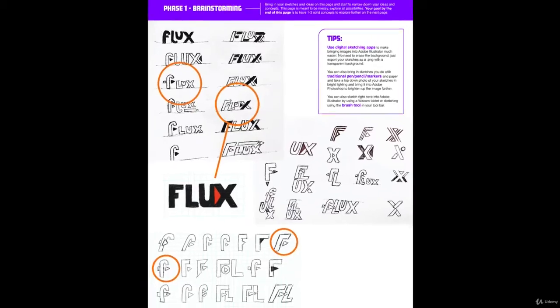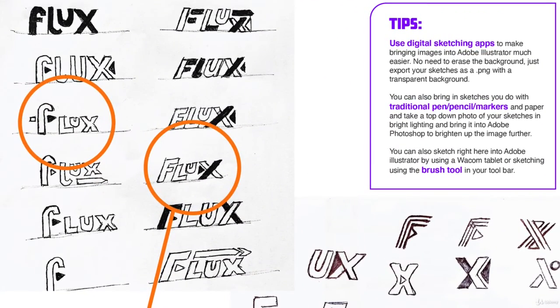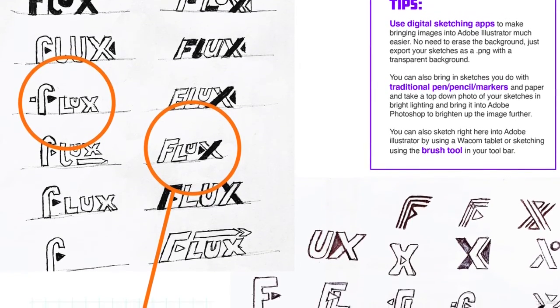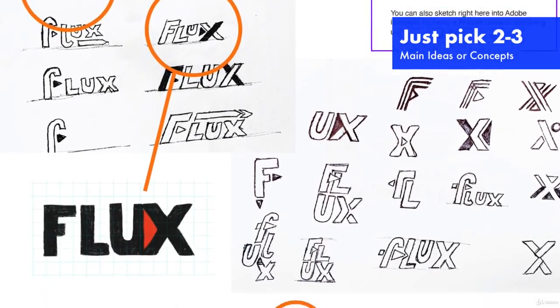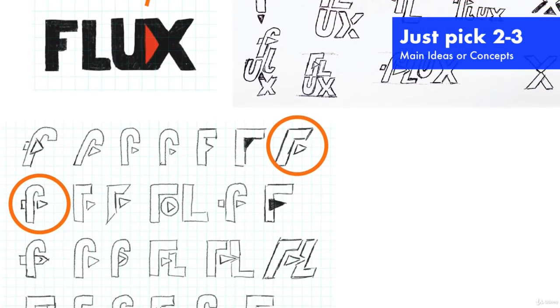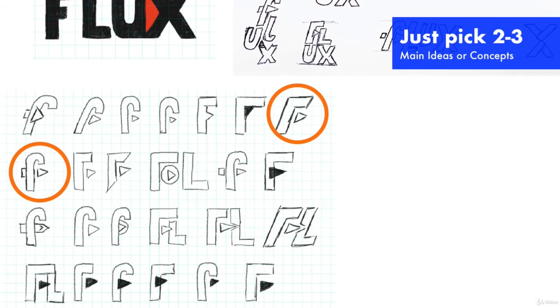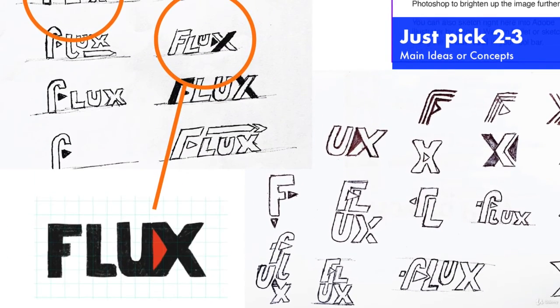After seeing all of these sketches together in one place, I could start to assess which ones might work and which ones I need to explore in more detail in Adobe Illustrator. This is the point where we need to narrow down our options to maybe just 2 to 3 main ideas or concepts. In this case, I'm going to explore the negative space I saw between the U and the X that creates this natural play button arrow.